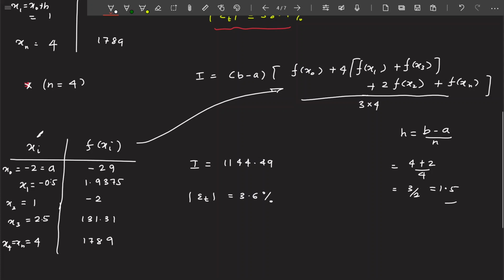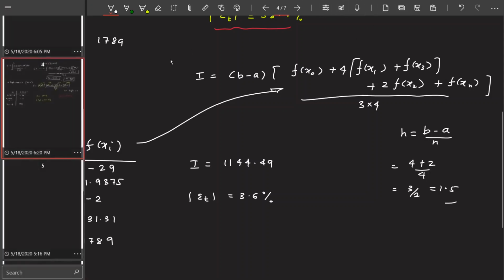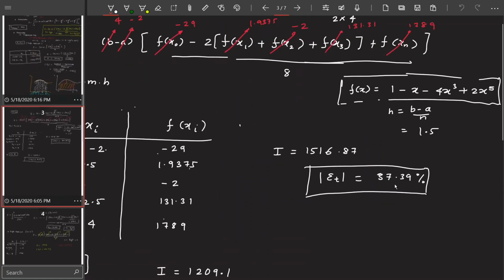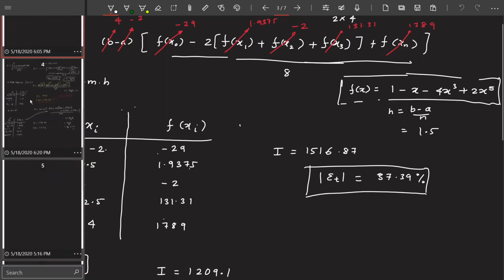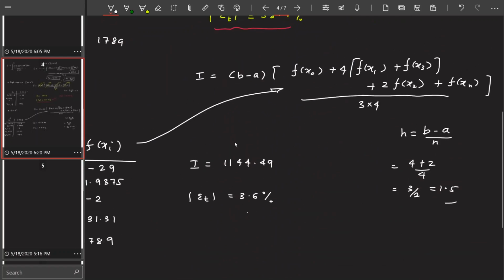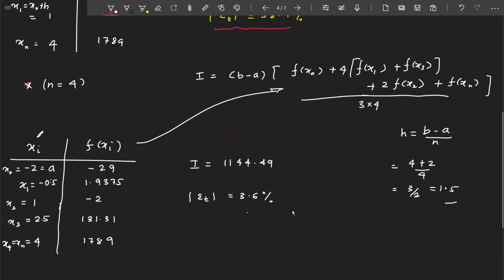So as you can see, when we took n is equal to 4, okay, in trapezoidal rule, the percentage error that you were getting was 37%. But now if you see, the percentage error you are getting by applying Simpson's 1/3 rule is 3.6%.